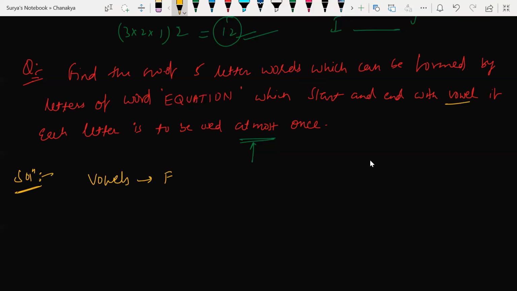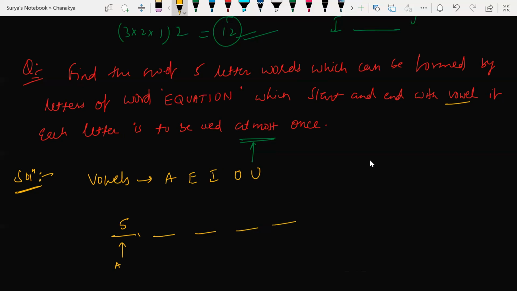Vowels E, U, A, I, O. Or else let us write them in order: A, E, I, O, U. Okay. So now look at this here. If it is starting with, look, 5 blanks. If at all it is starting with A, how many possibilities do we have here? Let's say, for example, it is starting with A. How many possibilities here? 5 vowels, isn't it? 5.